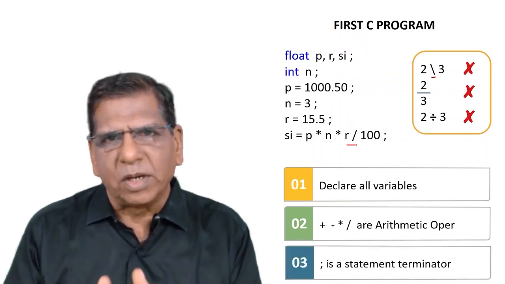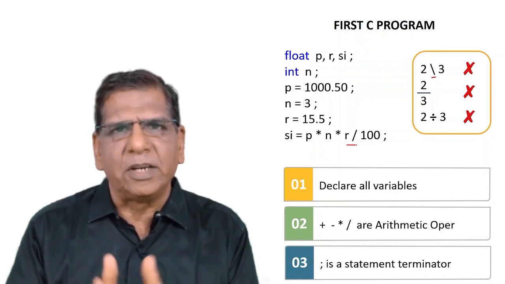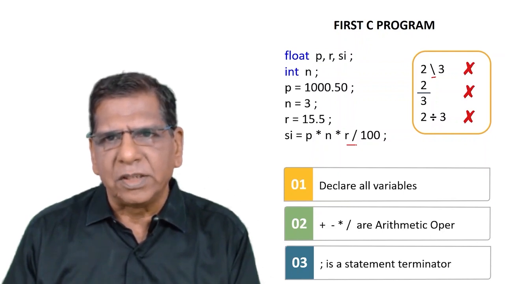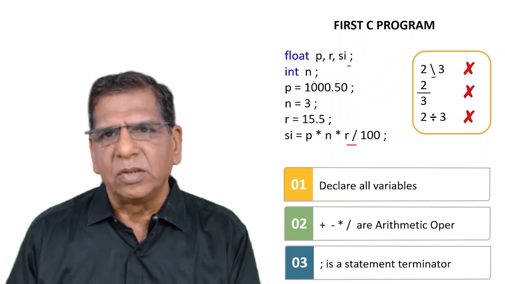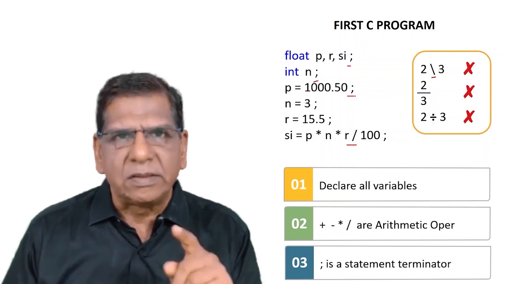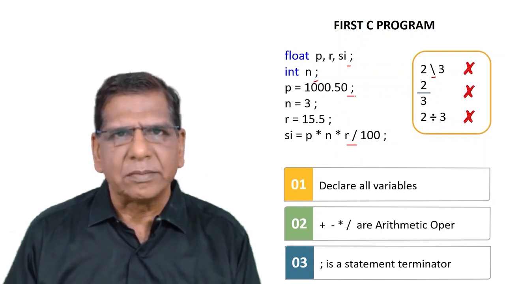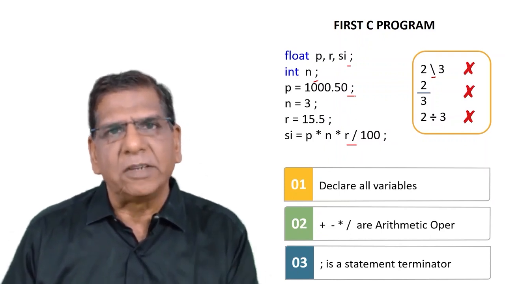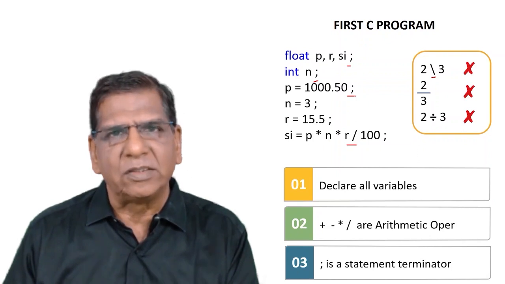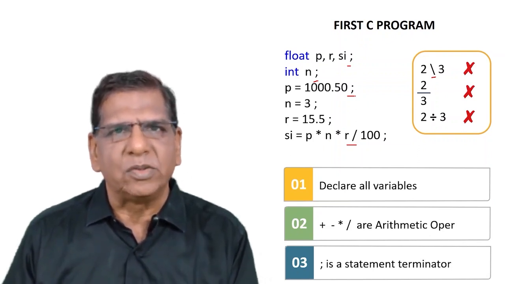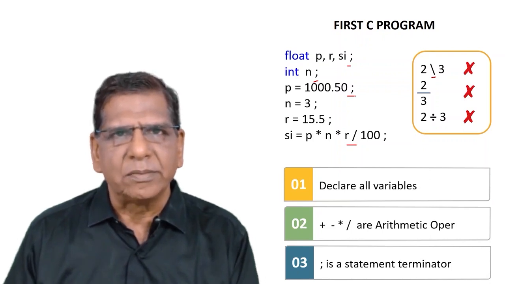Lastly, if you observe carefully, at the end of every statement, we are using a semicolon. So first statement ends with a semicolon, then second ends with a semicolon, third ends with a semicolon, and so forth. This semicolon really stands for a statement terminator. The way in English language you terminate a statement or a sentence using a full stop, similarly in C language you terminate a statement using a semicolon.